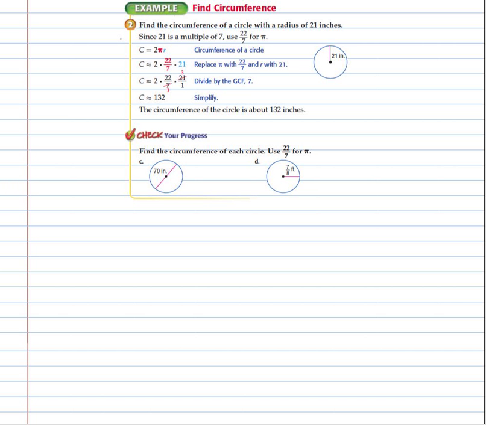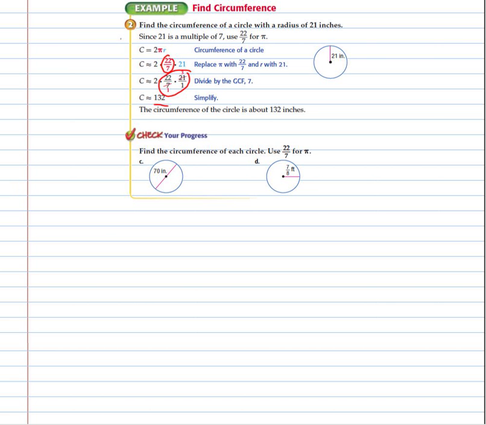Find the circumference of a circle with a radius of 21 inches. 21 is a multiple of 7. So instead of 3.14 for pi, we use 22/7 for pi, because that allows us right here to simplify before we multiply. And so we have 66 times 2, which gives us a nice easy multiplication, or product, of 132.